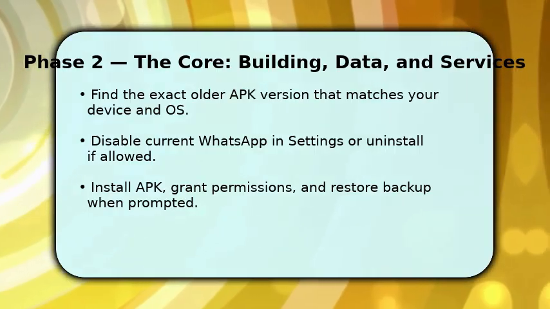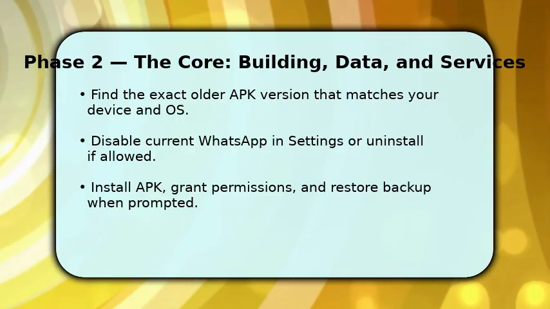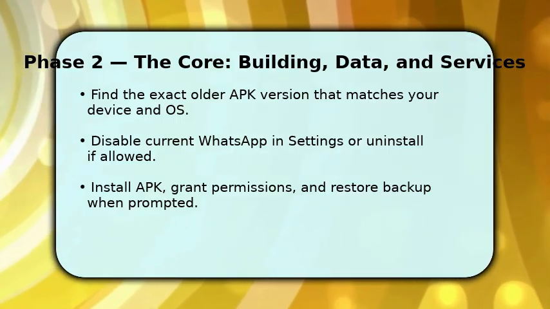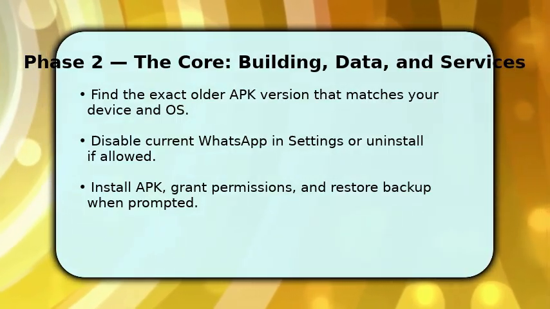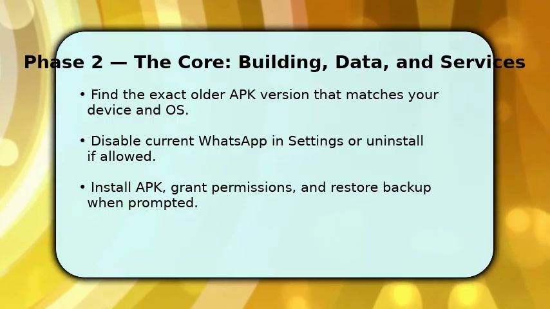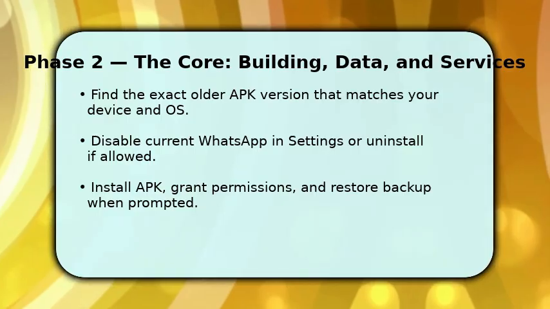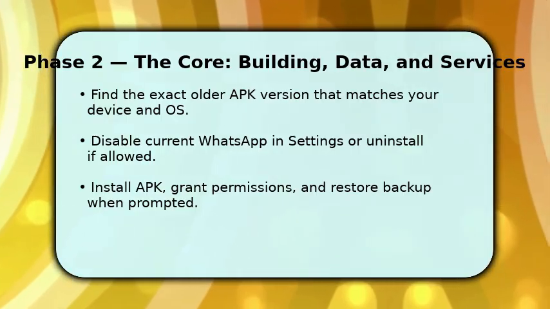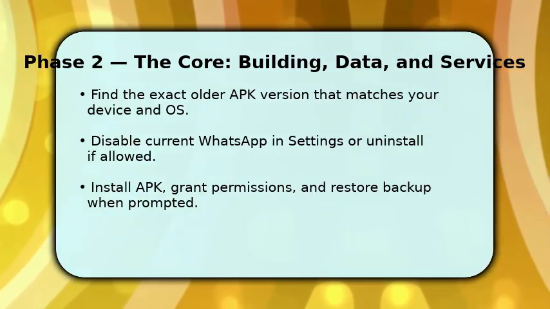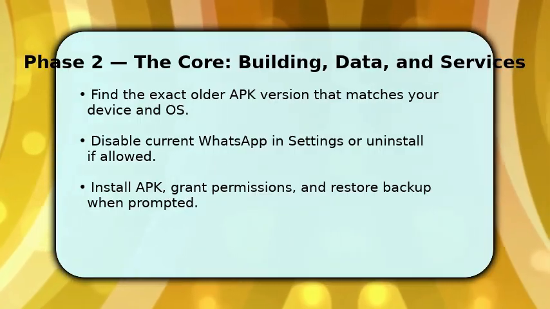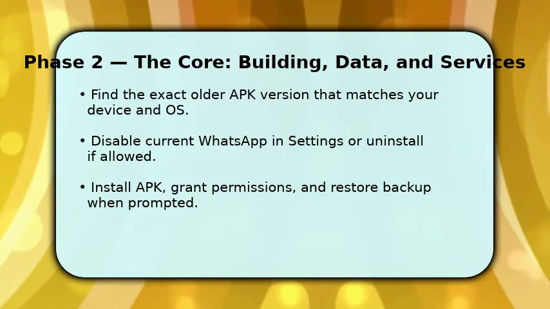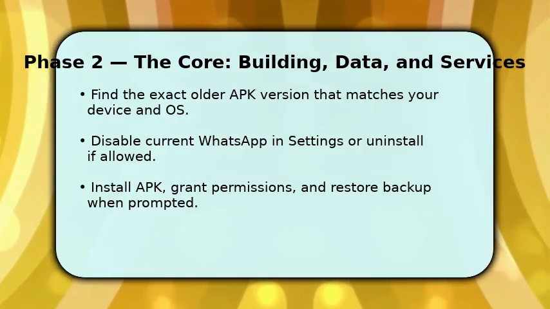Once downloaded, either uninstall the current WhatsApp or disable updates to avoid conflicts. If uninstalling, keep the chat backup safe. Tap the APK to install, accept permissions, and follow on-screen prompts. When installation completes, open the app and use the restore option to pull your backup. This preserves messages and media, which is why you backed up earlier.